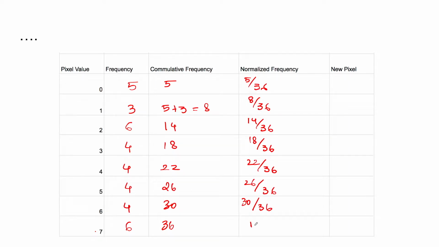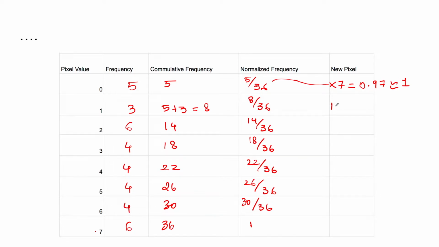So now, the final step. We need to calculate the new pixel now. It's very simple. We just need to multiply the normalized frequency into the max pixel value we have, that is 7. So once we multiply 7 here, we get a value approximate to 0.97. That is equal to 1. Let's look at the next things.